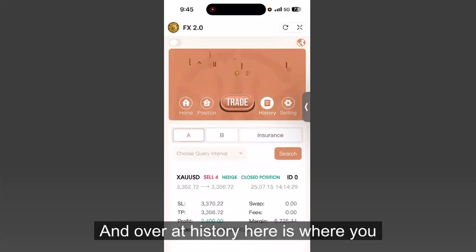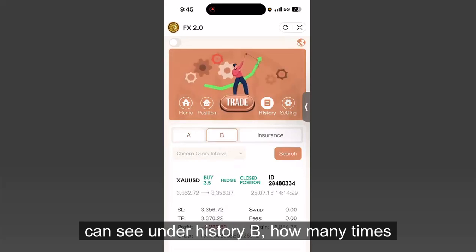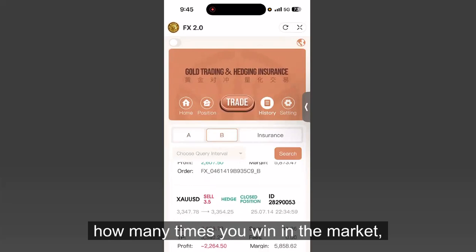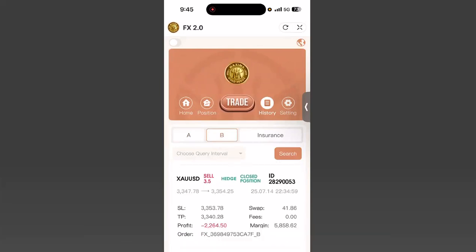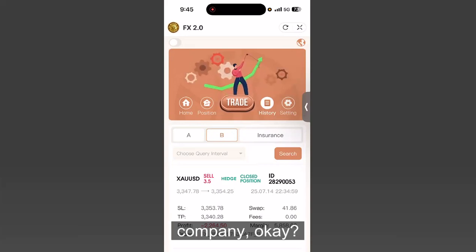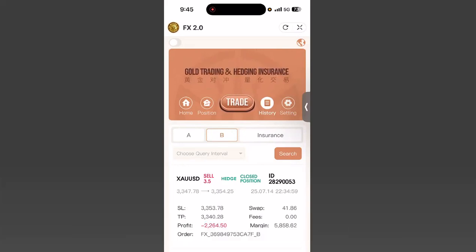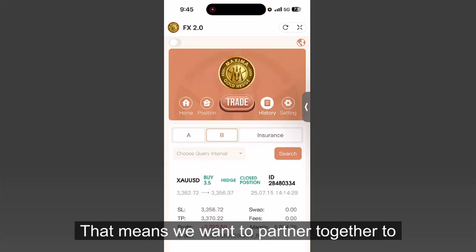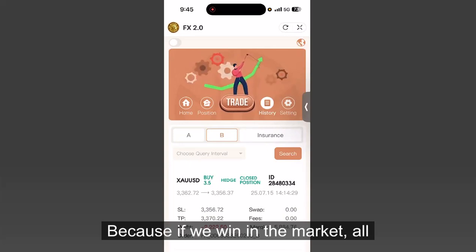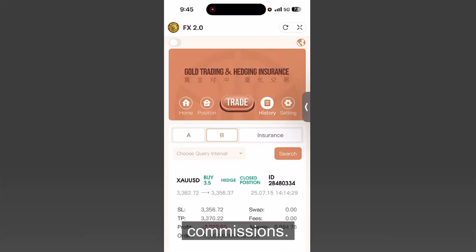And over at history here is where you can see, under history B, how many times you win in the market. In Maxima, we are partnering with the company. All the traders, we have the same thinking, the same mindset. That means we want to partner together to win the market. Because if we win in the market, all our people, all our traders will get more commissions.